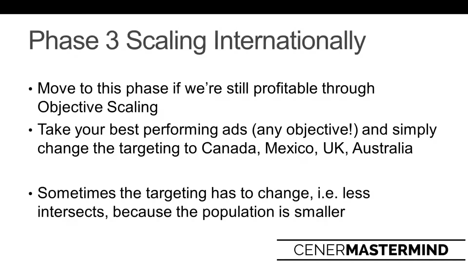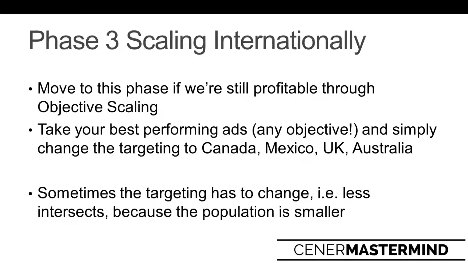All you're going to do is take your best performing ads, duplicate them, and make one change. You're simply going to take out United States, and you're going to add in Canada, Mexico, UK, Australia, and New Zealand. Those are the 5 countries you'd want to scale to. Now, keep in mind, sometimes you will have to make changes to the targeting. For example, you might have to remove some intersects because the overall population of these countries is going to be smaller than the United States in terms of Facebook targeting.